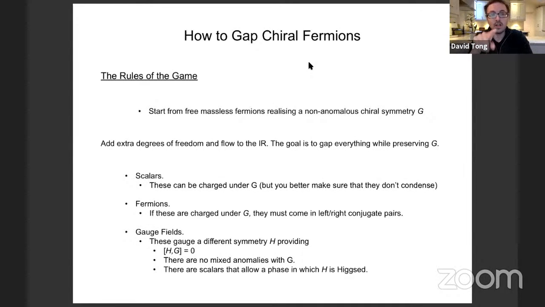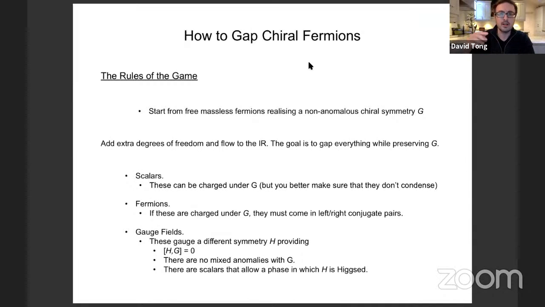We're not allowed to gauge this symmetry G. G you should think of as a global symmetry, and it should remain a global symmetry everywhere throughout the story. What that means is that if you want to introduce some new gauge fields, you have to identify an additional symmetry that I'm going to call H. You can gauge this symmetry H, provided it's non-anomalous, but it has to have some properties. Firstly, H should commute with G, and secondly, there should be no mixed anomalies between H and G. That ensures that when you gauge H, you don't mess up G. G remains a genuine global symmetry of the system.